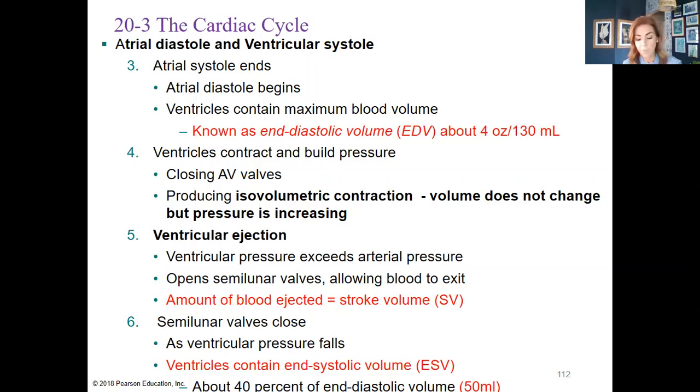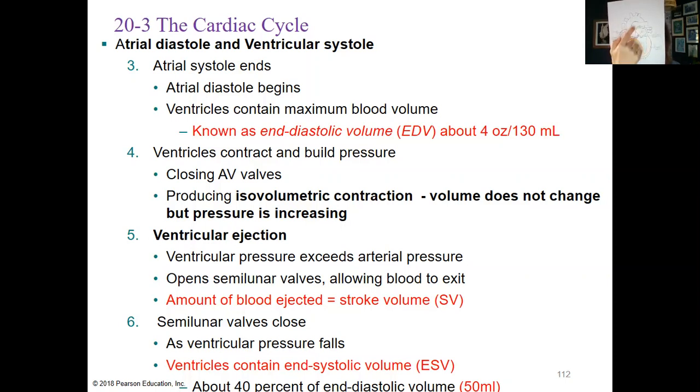Then what's going to happen, the semilunar valves, remember they popped open in order for the blood to come out of the heart and get into the vessels. What's going to happen is this pressure right here is going to decrease. And as this pressure falls, then the blood is going to start to flow backwards, and it's going to cause these valves to close.